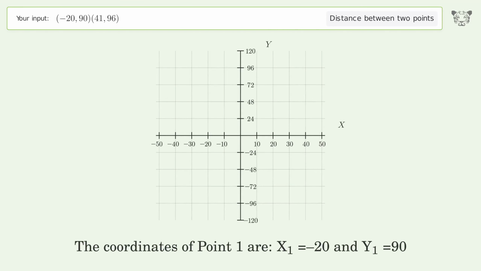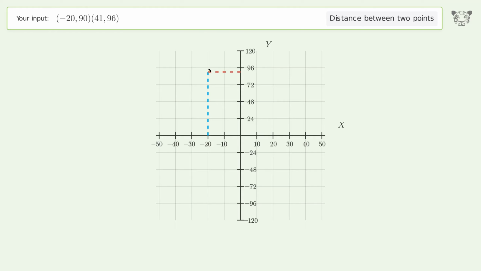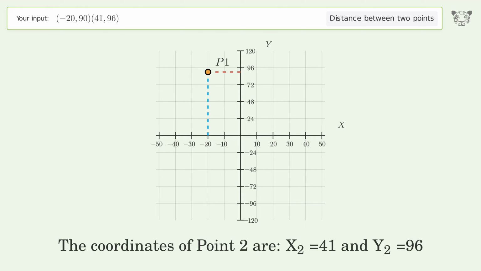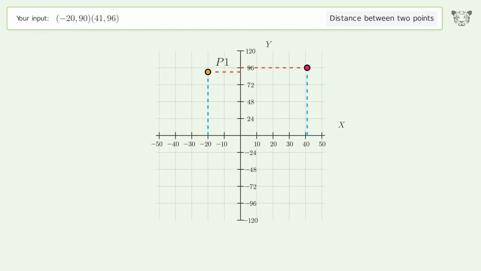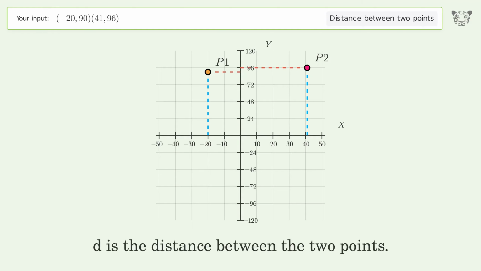The coordinates of point 1 are x1 equals -20 and y1 equals 90. The coordinates of point 2 are x2 equals 41 and y2 equals 96. D is the distance between the 2 points.